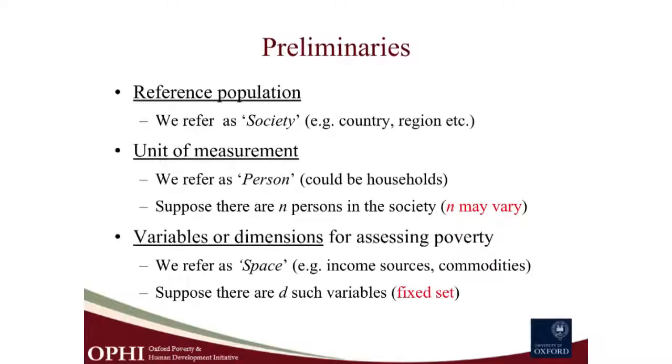So again, for the preliminaries, we start with a reference population. It's very much similar to the single dimensional case. We have a unit of measurement, which we refer to as persons, which could be households, or for child poverty, children, and so on. As you can see, population size can vary. Then there are variables or dimensions that we refer to as the space for poverty.